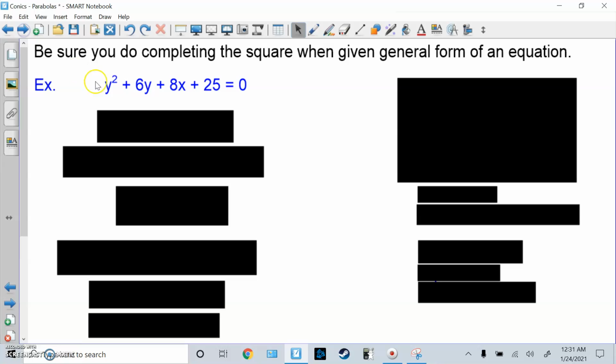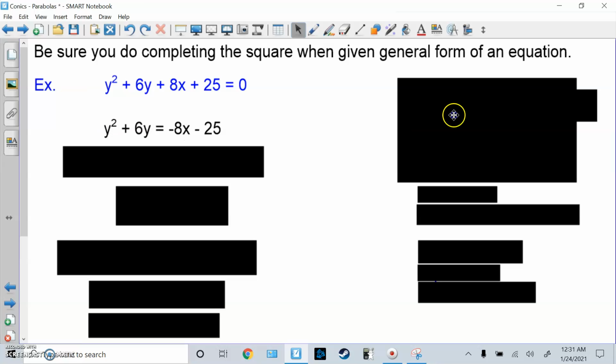All right, one more. Be sure you can do completing the square when given the general form of an equation. So here it's y squared plus 6y plus 8x plus 25 equals 0. So I'm going to focus on completing the square for the y squared only. I'll move everything else to the other side. Or you can keep it on the same side, but it's easier to move things over. But you only complete the square for things that are quadratic. So this is y squared.